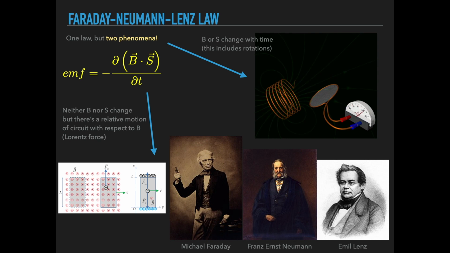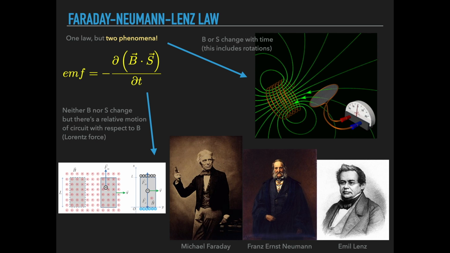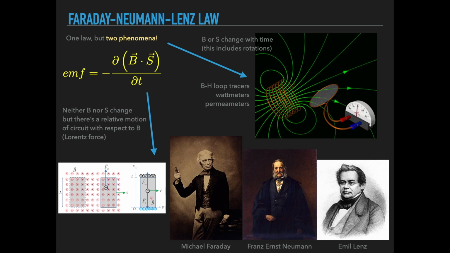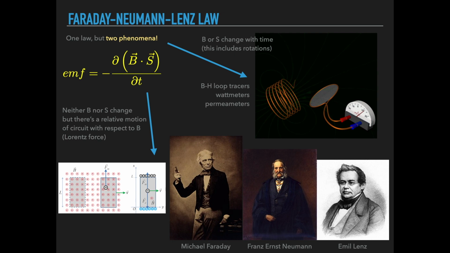Indeed, this simple formula is just one law, but is linked to two different phenomena. One, when the magnetic field changes in time or the cross-section of the coil changes with time, and the other case when everything is constant, but the coil moves through a uniform magnetic field. The first case, where either the magnetic field or the cross-section of the coil change with time, is exploited in BH loop tracers, wattmeters, and permeameters.